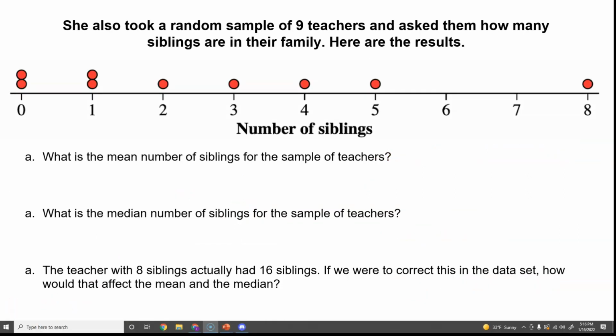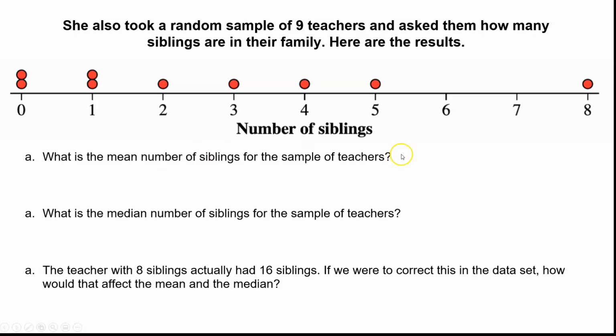She also took a random sample of 9 teachers and asked them how many siblings are in their family, and here are the results. The results are given, as you can see, on a dot plot. So to calculate the mean, we're going to add all of these numbers together. I have 2 zeros, which is 0. And then I'm going to add 2 ones, which is 2. A 2, a 3, a 4, a 5, and an 8. And then I'm going to divide that by the total number that she asked. She asked 9, so that's going to be divided by 9. That is going to give me 2.67 siblings.